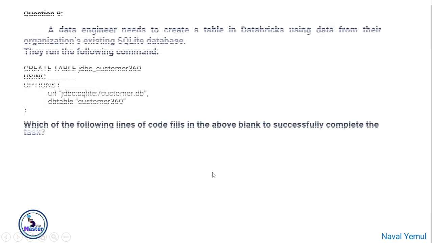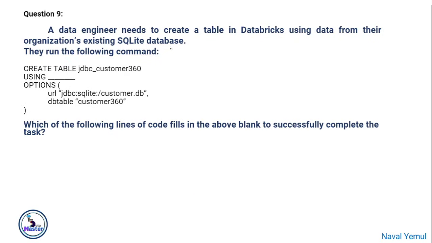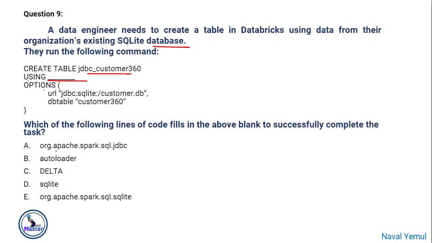Moving forward to the next question. Again, this is an important question. A data engineer needs to create a table in Databricks using data from their organization's existing SQLite database. So they run a command. Whenever they are going to create a table, it is CREATE TABLE name USING, and they are using options. Only one option pops up here, that is org.apache.spark.sql.jdbc. So you are connecting to any SQL database. You have to use org.apache.spark.sql.